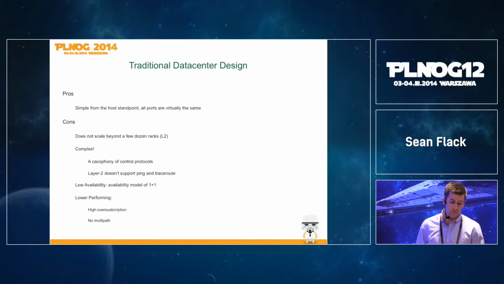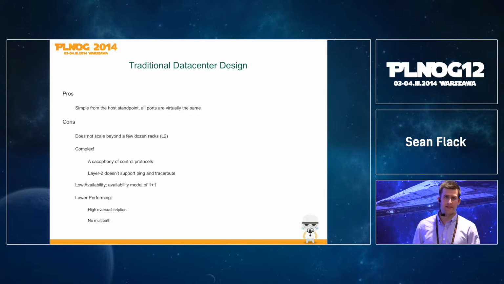The plus points: it's very simple from a host standpoint. Every port is virtually the same. It doesn't really matter. The host can see the port, it can connect to it, it can send data, it can receive data. On the downside, it just doesn't scale beyond a few dozen racks at layer 2. It's very complex, so we've already gone over the number of protocols involved: spanning tree, OSPF, BGP. And also layer 2 just doesn't support ping and traceroute. So when you're trying to troubleshoot an issue in the network, you have limited tools available to actually troubleshoot what's going on.